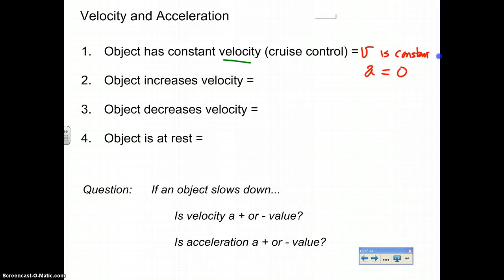What does it mean if the object increases in velocity? If the velocity increases, that means it's speeding up. That means we have acceleration.